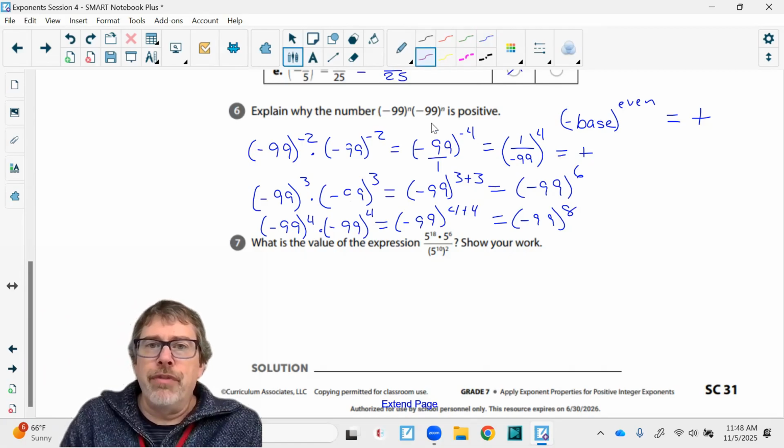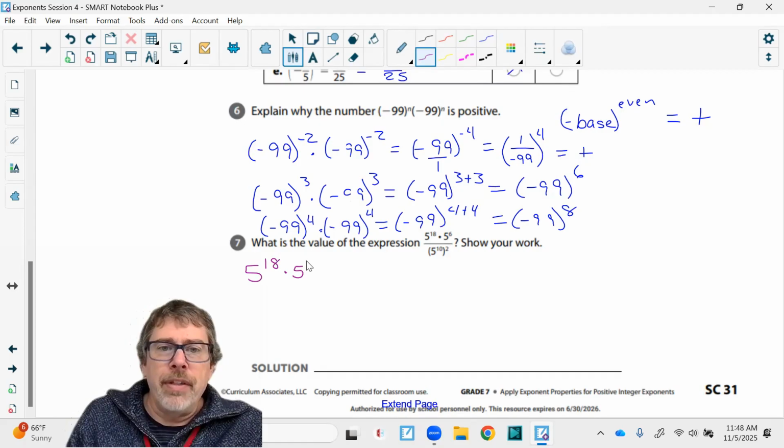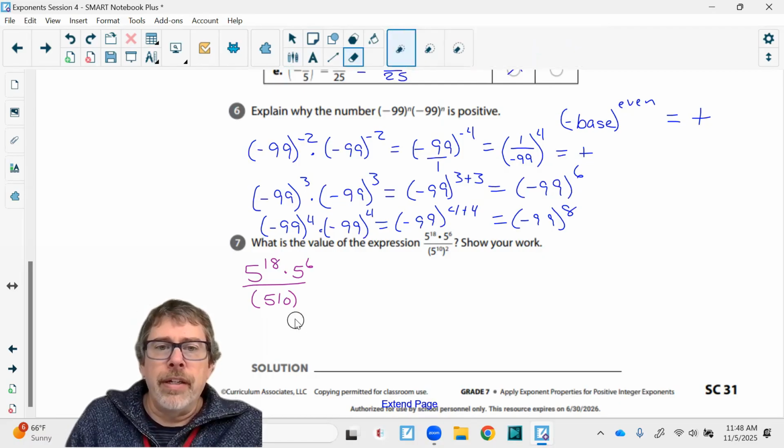Okay, hopefully I didn't confuse you with that negative exponent because we haven't done that yet. 7, what is the value of the expression 5 to the 18 times 5 to the 6 over 5 to the 10 squared? So first thing I'm going to do is just rewrite it because it's written kind of small. 5 to the 18 times 5 to the 6 over 5 to the power of 10 squared.